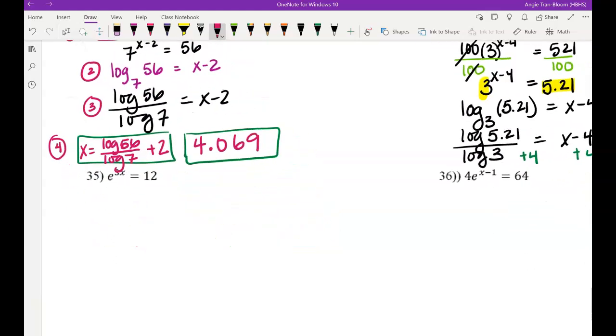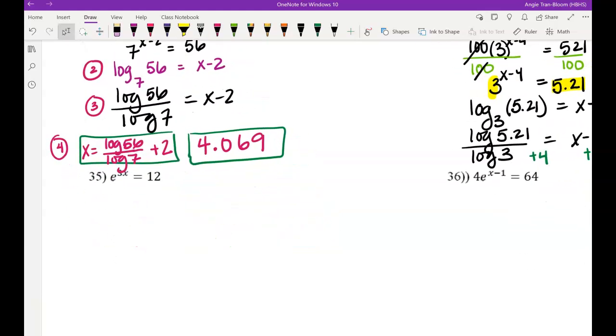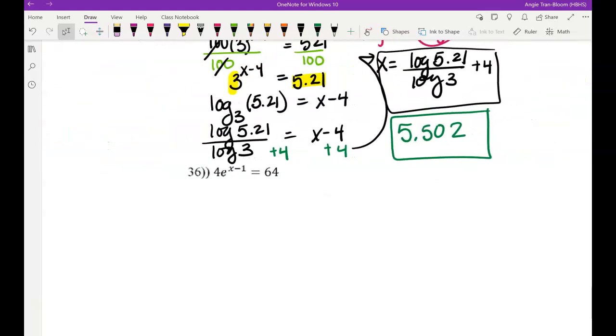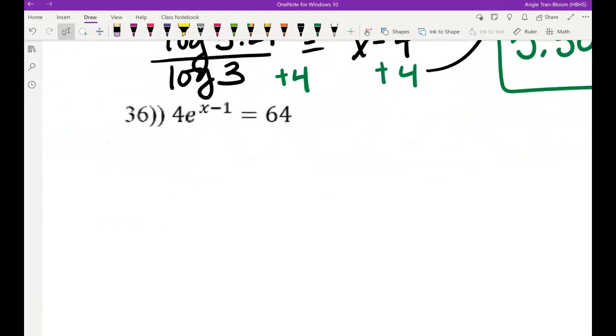Okay, example 35 and 36 are very similar again, but I'm just going to do one and ask you to do the other, okay? So let's do example 36. I believe that's a little bit more difficult looking. All right, so 36 says 4 times e, students, to the power of x minus 1 equals 64. Remember, e to the power of x minus 1, that is your base to the power. So we do need to get rid of the 4 by dividing both sides. That will allow us to have e to the x minus 1 equals 64 divided by 4. That's going to give us 16.